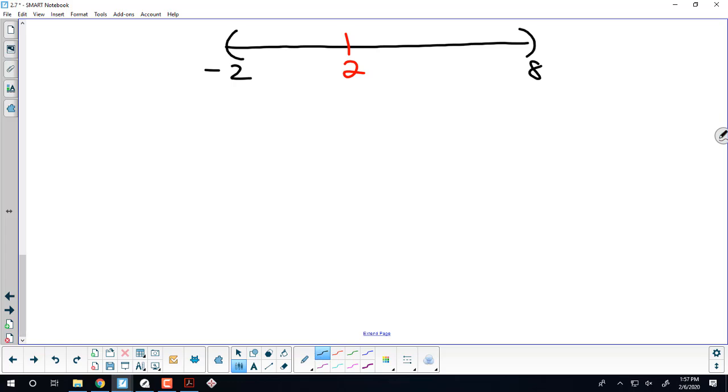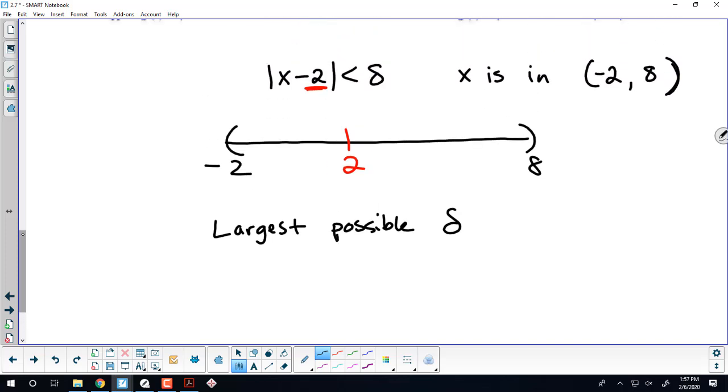So let's write that out. Largest possible delta. 4. Would it be 4? Does everybody agree? I heard 6. 6 is true in this direction. The distance from here to here is less than 6. But the distance from here to here has to be less than 4, right? So does it make sense to choose 4?